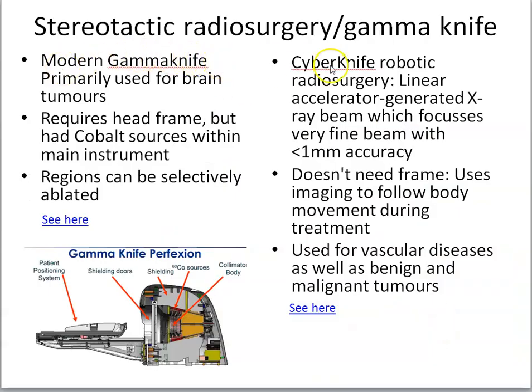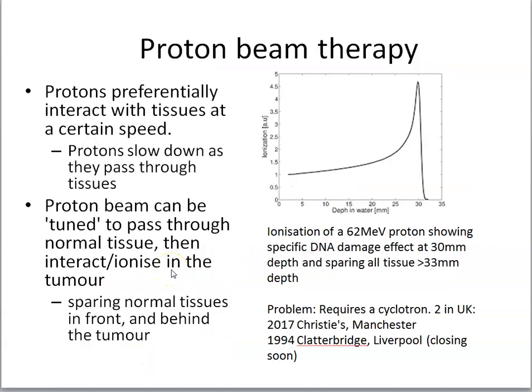And these modern gamma knife and cyber knife robotic radiosurgery systems have an accuracy to about 1 millimetre. Okay, so finally we're going to look at protons. So the previous one was looking at gamma, this is looking at proton beam therapy.